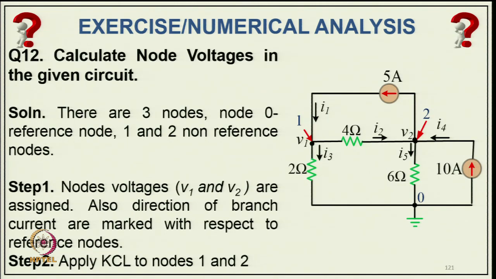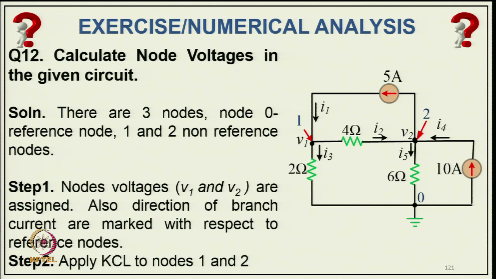Coming to question number 12, calculate the node voltages in the given circuit. So, there are 3 nodes, V 1, V 2, typically 1, 2 and 0, the reference node, and 1, 2 are non-reference nodes. So, for each node, voltages V 1, V 2 are assigned and also the directions of branch currents are marked with respect to the reference.